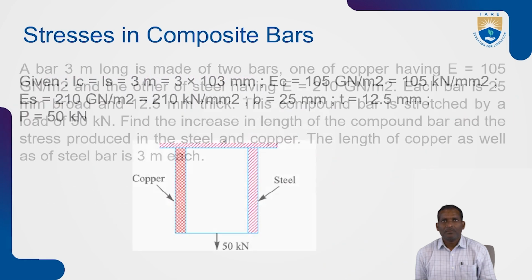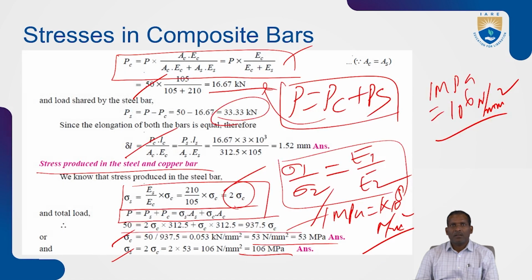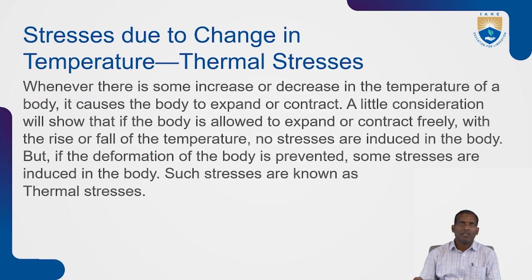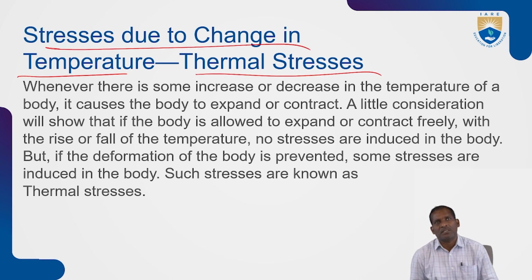In our problem, what was asked is to find the increase in length of the compound bar, delta L, and the stresses produced in the steel and copper. The length of the copper as well as of the steel bar is 3 meters. We calculated the elongation of both the bars is equal, that is delta L, and we got 1.52 mm. Similarly, we calculated the stresses produced in the steel and copper bar. So the next topic is stresses due to change in temperature. Those stresses are called thermal stresses.